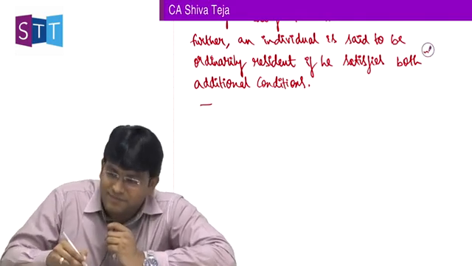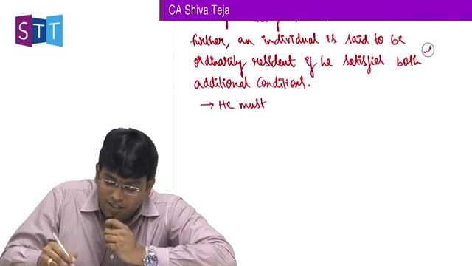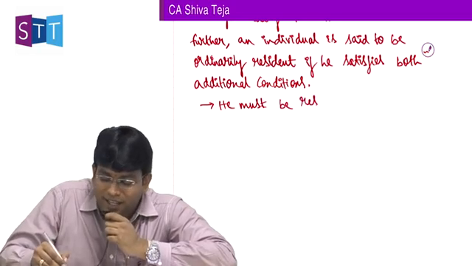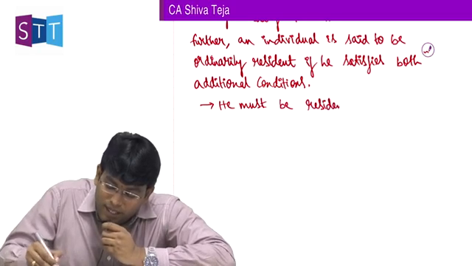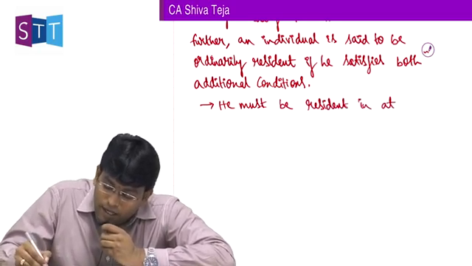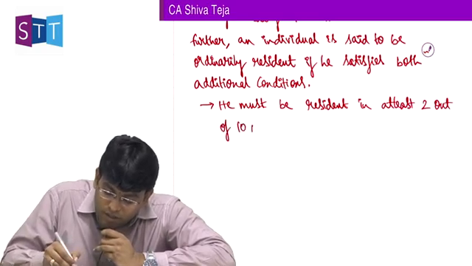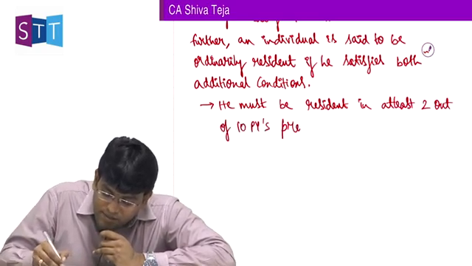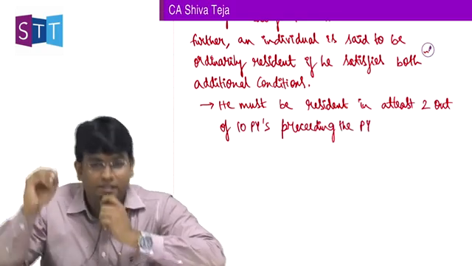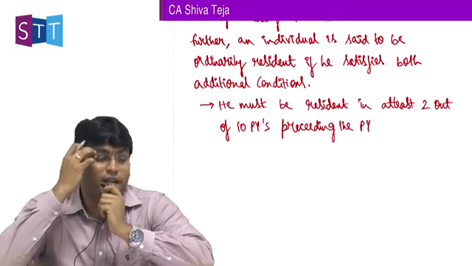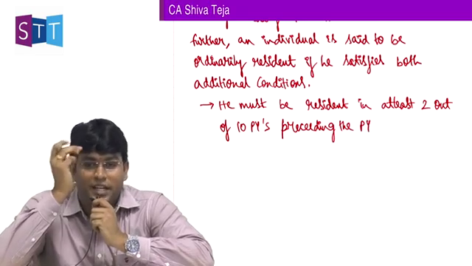If he satisfies both additional conditions, what is the first one? Control. Don't think too much. First one, he must be resident in at least 2 out of 10 previous years preceding the previous year. He must be resident in at least what, sir? In at least 2 out of 10 previous years preceding the previous year.